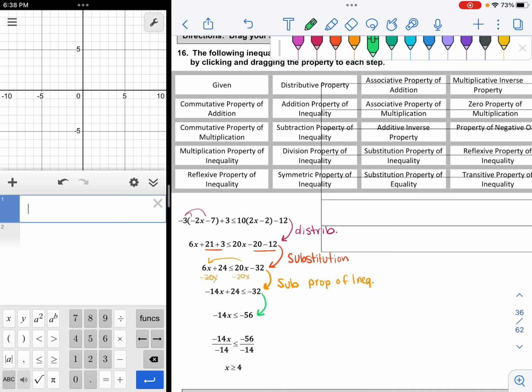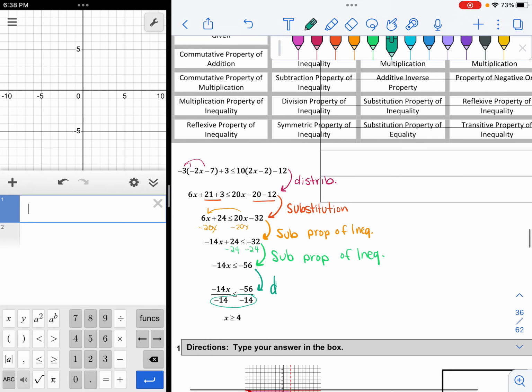Next, we're going from here to here, and I see that they subtracted 24 from both sides again. That again is going to be that subtraction property of inequality. To go from here to here, I notice they're dividing both sides by a negative. When you divide both sides by a negative, that would be your division property of inequality. And then last but not least, we're simplifying again, so that would be the substitution property of inequality as our last step.